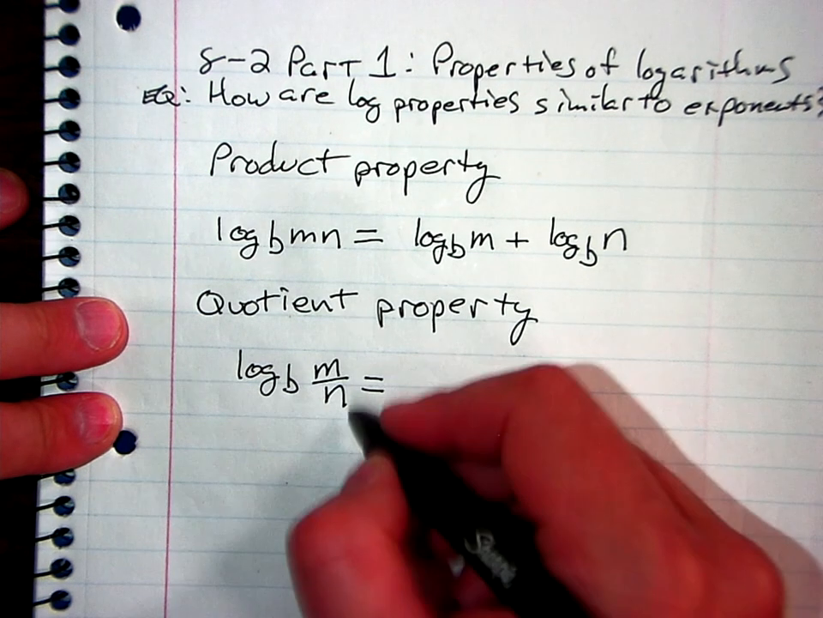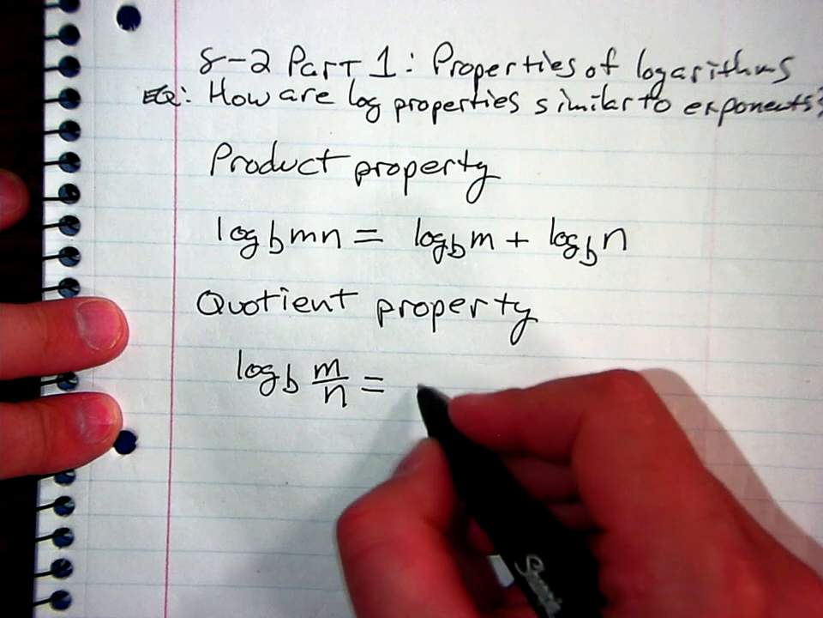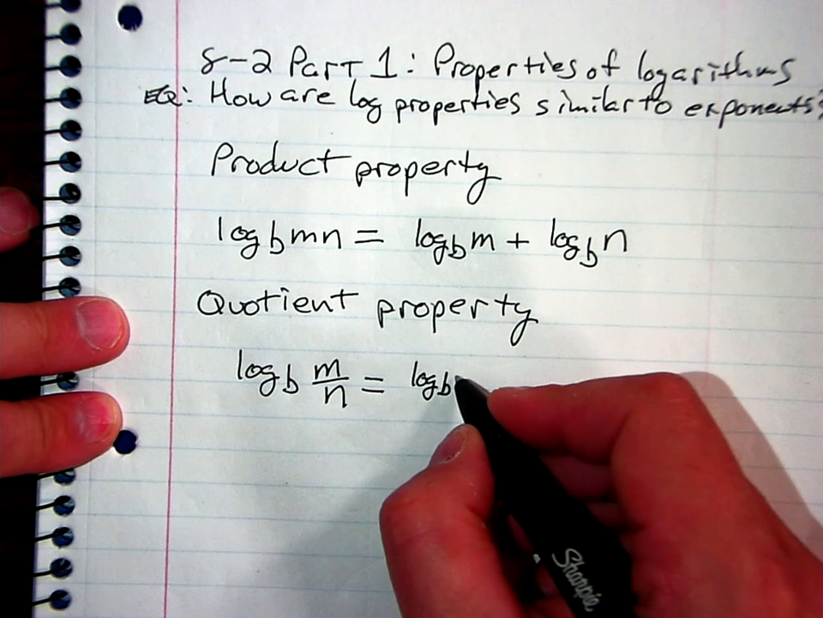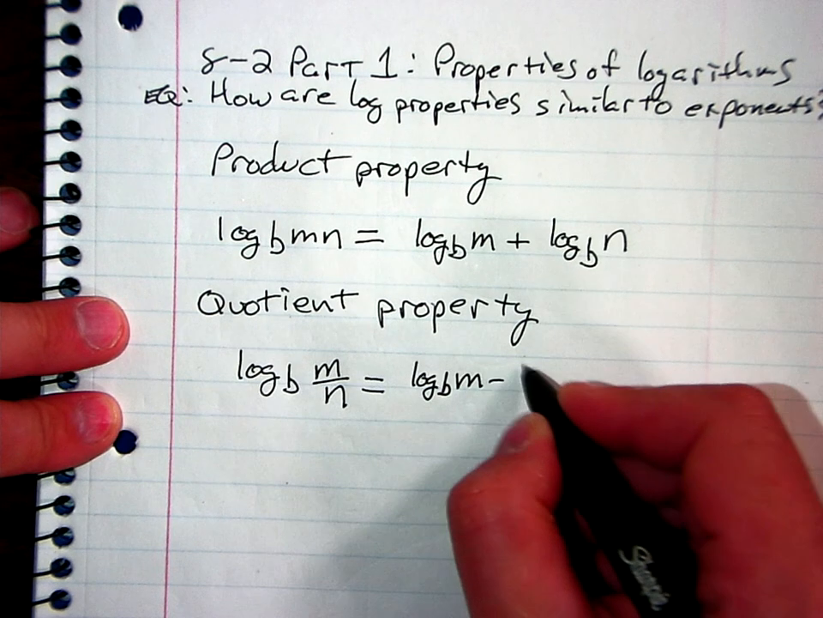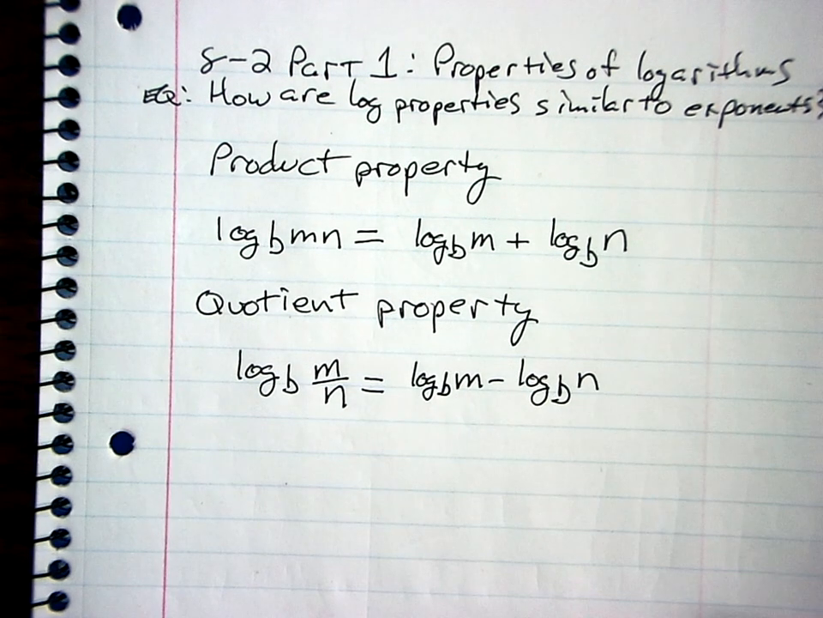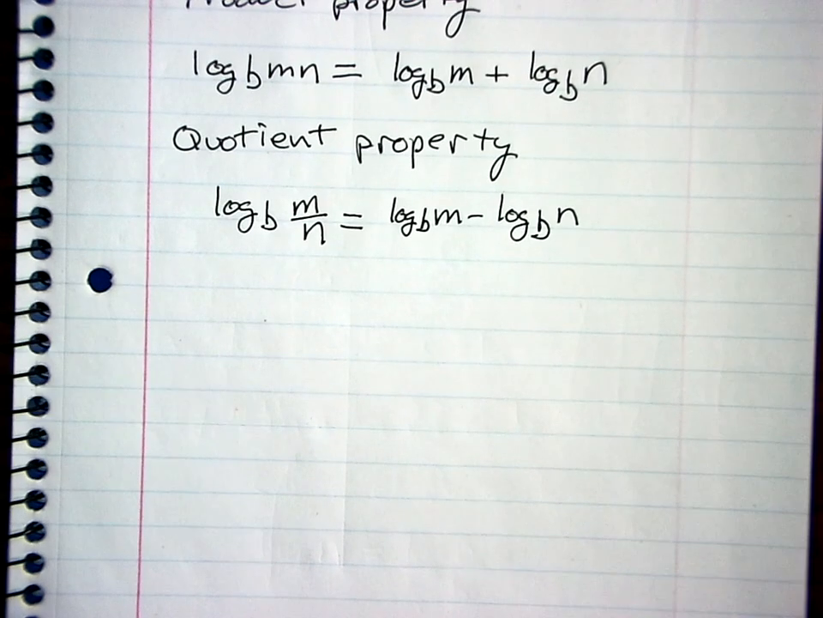So when we multiplied, we add. So when we divide, we subtract. Log base B of M minus log base B of N. You are done. That's your final answer.